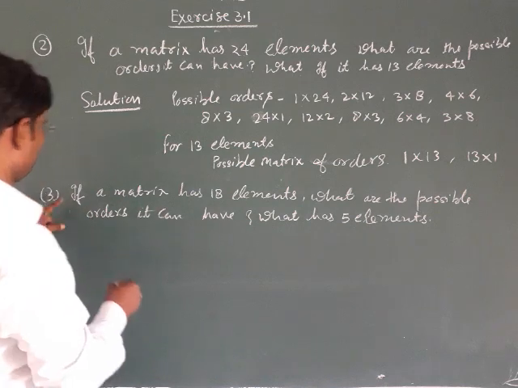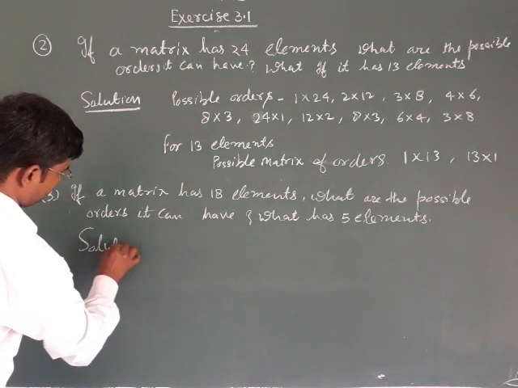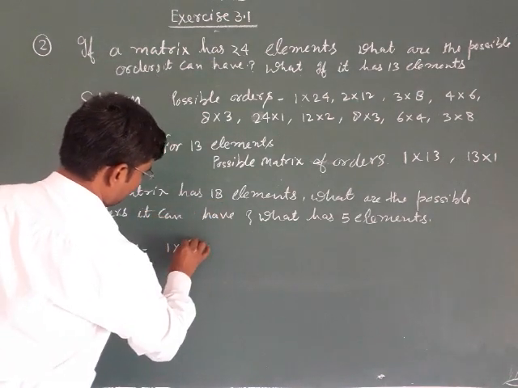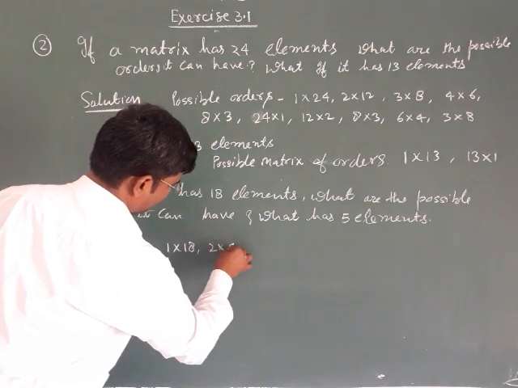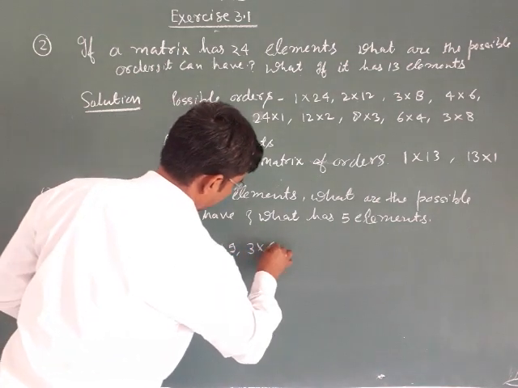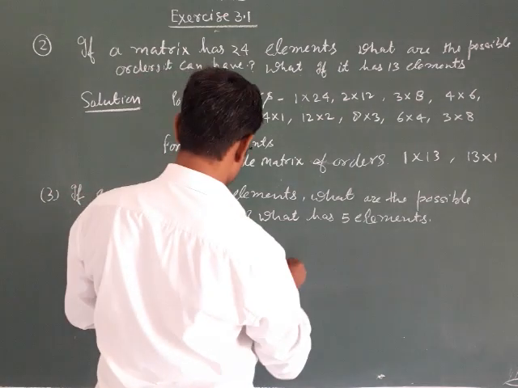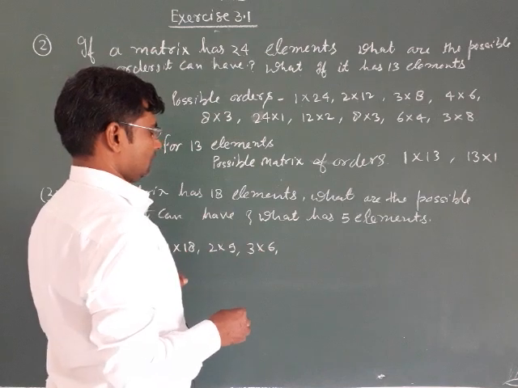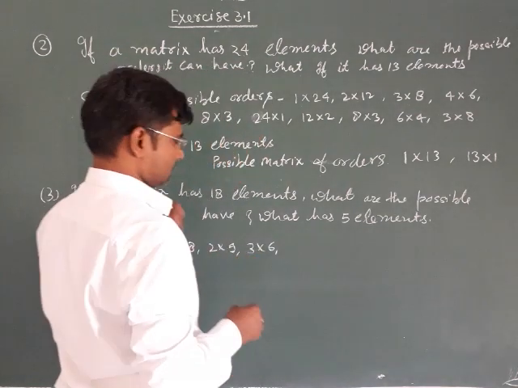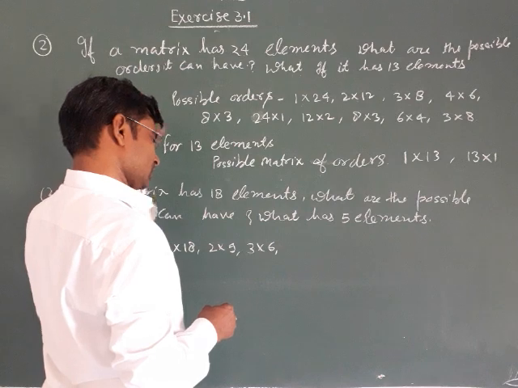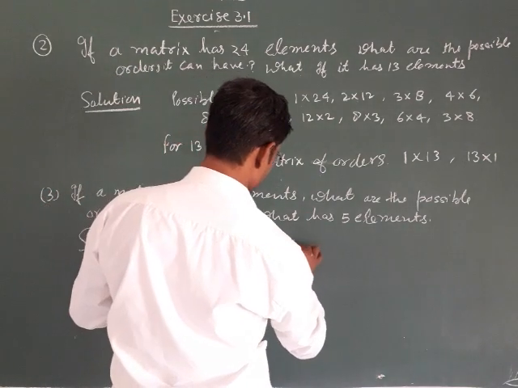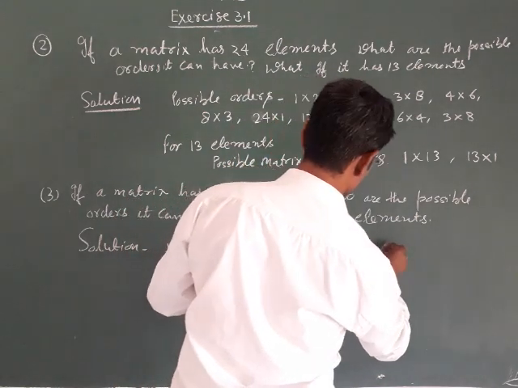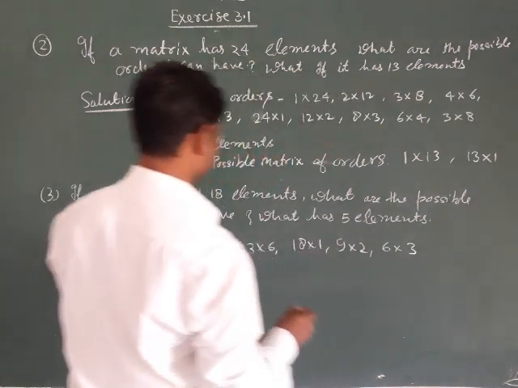Also, solution of this question: for 18 elements, 1 into 18, 2 into 9, 3 into 6, and 4, 5, 6 are not possible. And 18 into 1, 9 into 2, and 6 into 3.